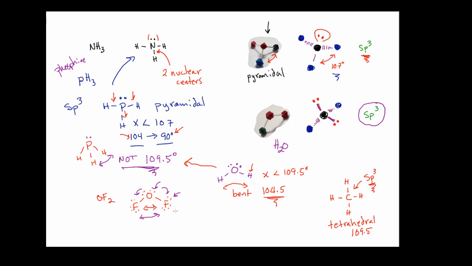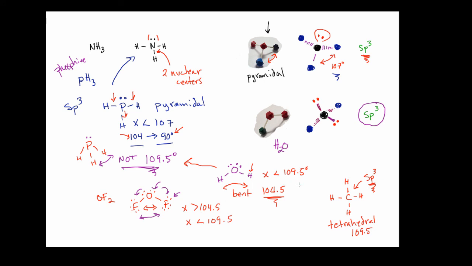It's also not going to be 104, but it's fair to say that it will probably be X greater than 104.5, but X less than 109.5. It'll definitely be somewhere in this range between these values.